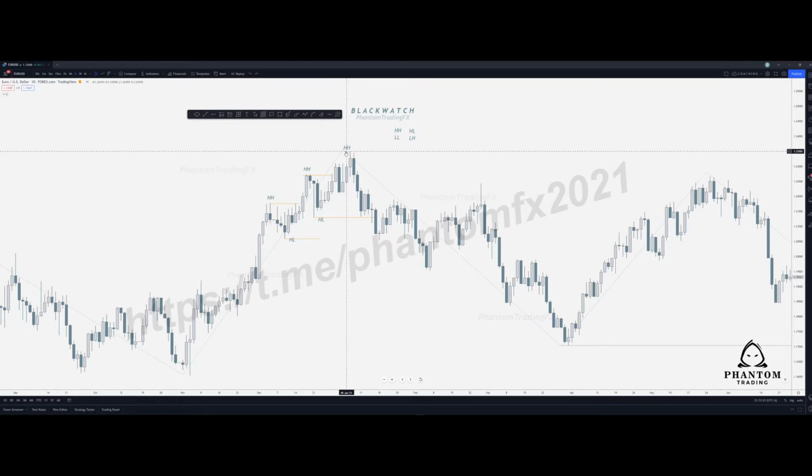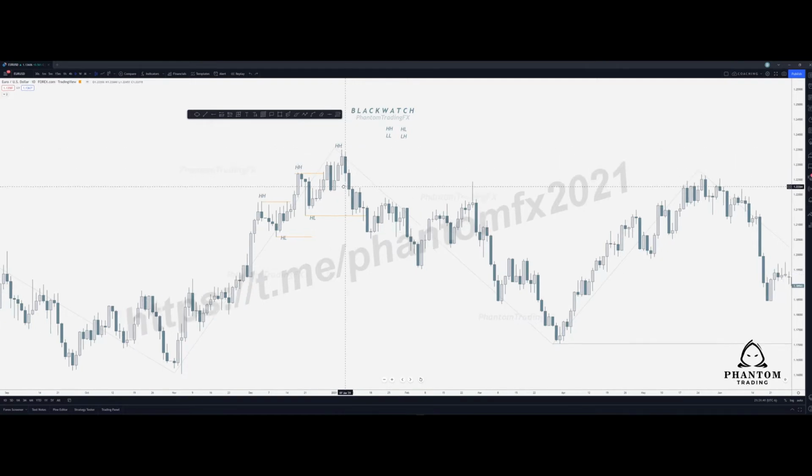Now, obviously, if you incorporate the CHoCH into it, the change of character, that's not necessarily a structural thing. That's more of a supply and demand thing, right? It's the first indication that order flow is shifting. That's something to keep in mind as well. But we're not going to focus on that. We're going to focus just on structure.